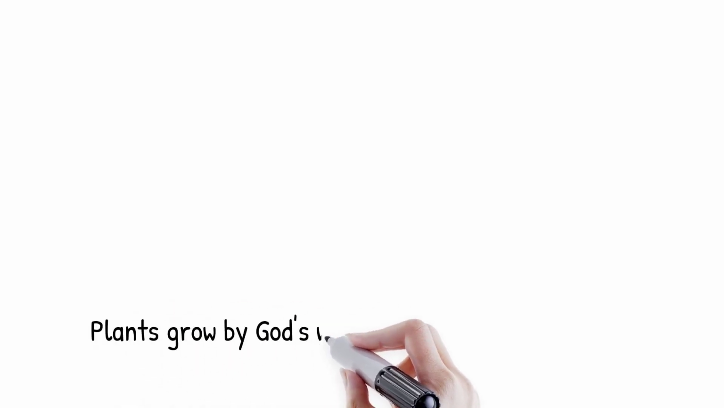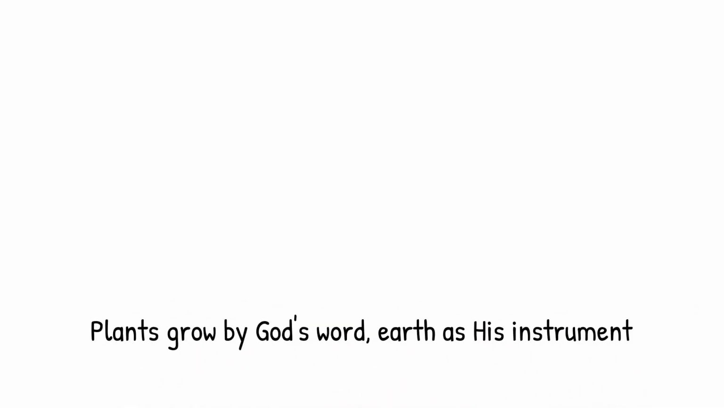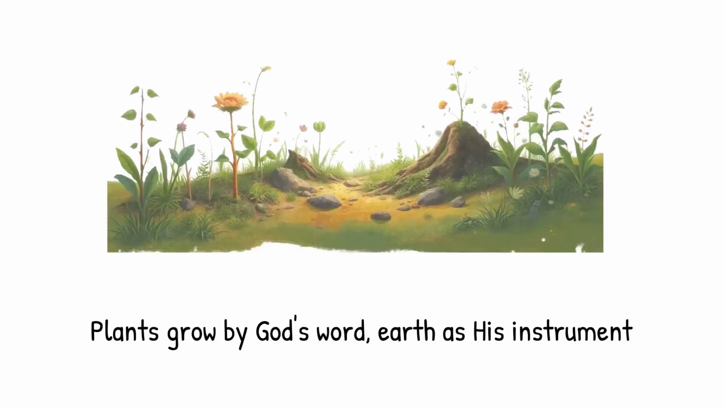God speaks, and the earth brings forth these forms of vegetation, showing His word as the cause and the land as the instrument He uses. The text emphasizes a direct link. God commands, the land responds with new life.